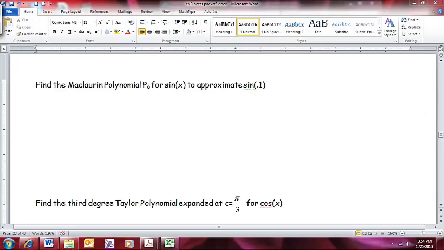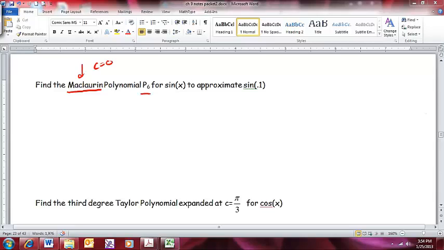So let's try out actually finding some Taylor-Maclaurin polynomial problems. This first one asks us for a Maclaurin polynomial, p sub 6, for sine of x to approximate sine of 0.1. So the first thing we want to do is figure out where it's centered. And since it's a Maclaurin, it's centered at 0.